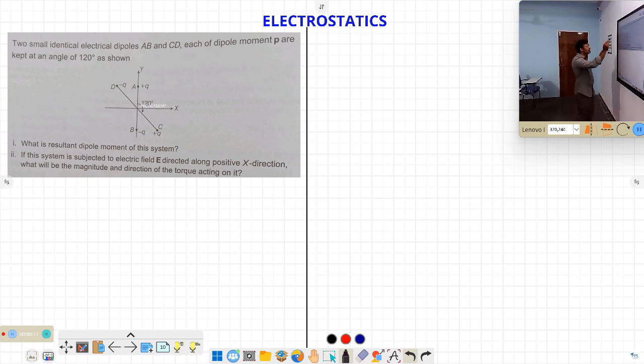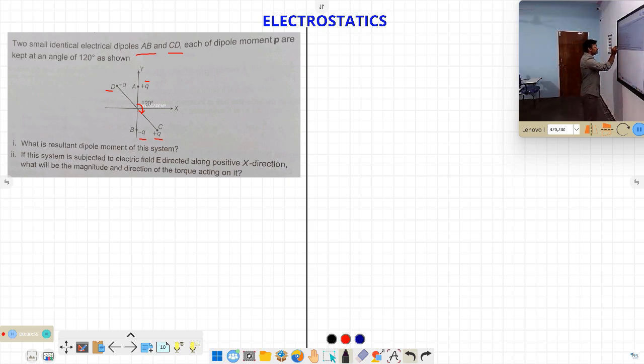This is one of the questions. Two small identical electric dipoles, AB and CD. This is AB, one of the electric dipoles, with one negative charge and one positive charge. And CD has a positive charge and a negative charge. These are the two dipoles. Each has dipole moment P and they are kept at an angle of 120 degrees separation. You can see it very clearly in the diagram. This is the angular separation between these two: 120 degrees is given.